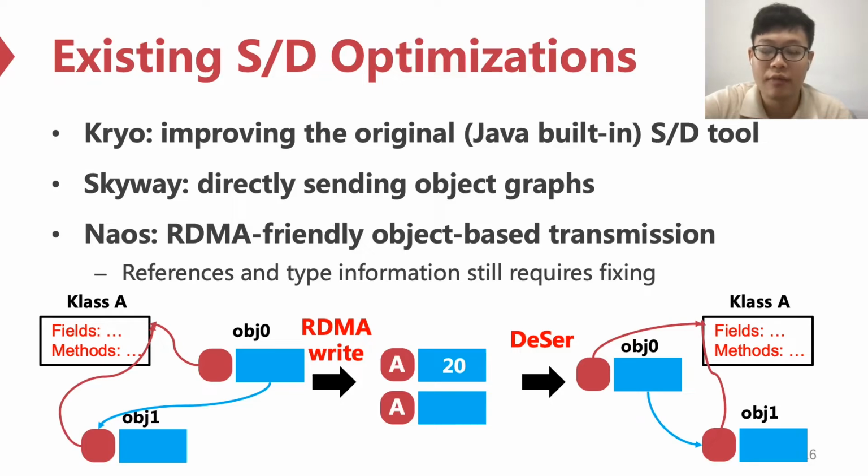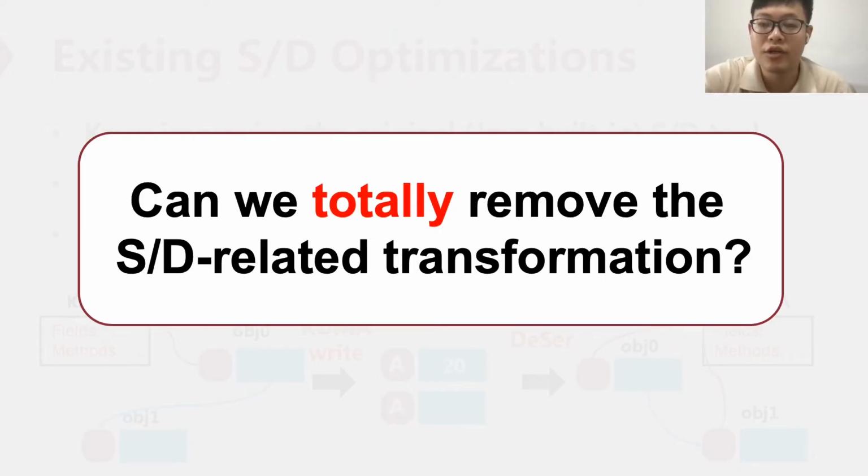Nails is another optimization. It is more RDMA friendly, which means that it can use RDMA write to directly write objects into the receiver machine. However, it still needs references and type information fixed before use by the receiver. Although existing optimizations can improve the performance of SD, they still require transformation between the sender and the receiver. So our question is: can we totally remove all the SD-related transformation to further improve the performance of serialization and deserialization?